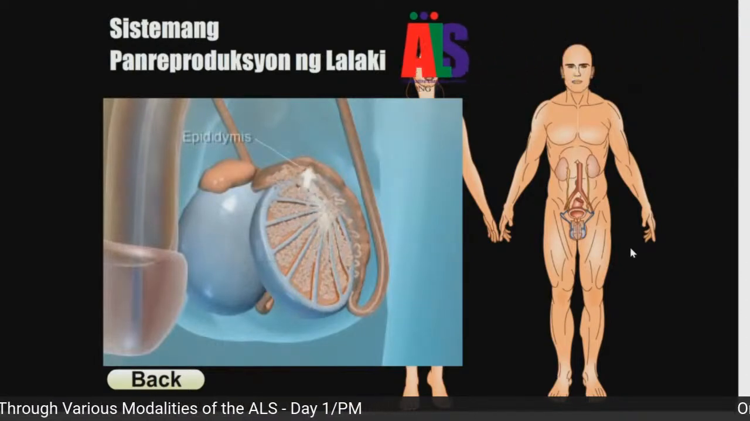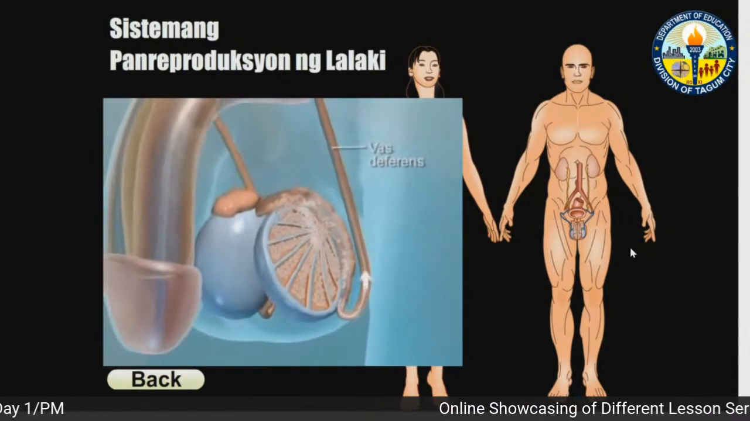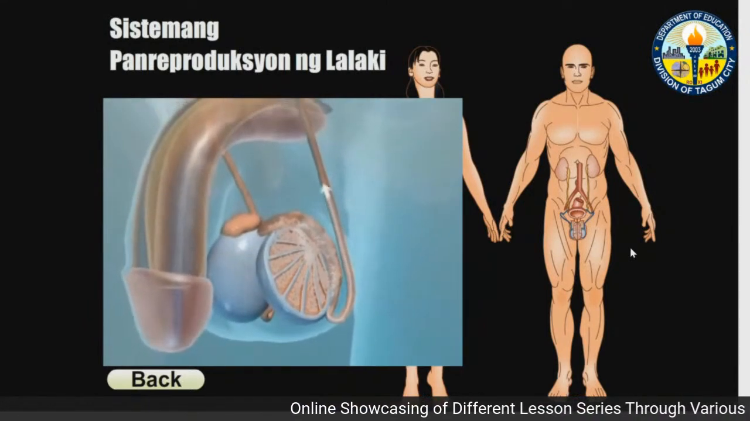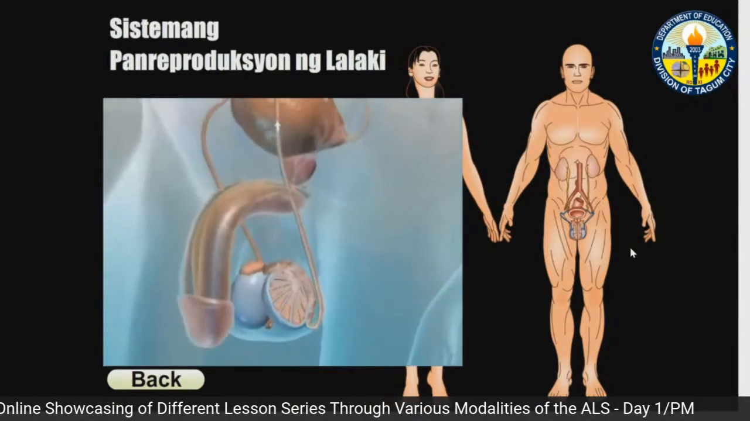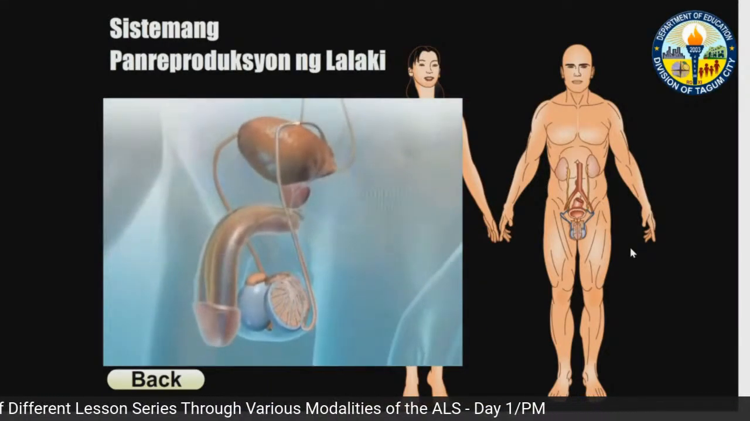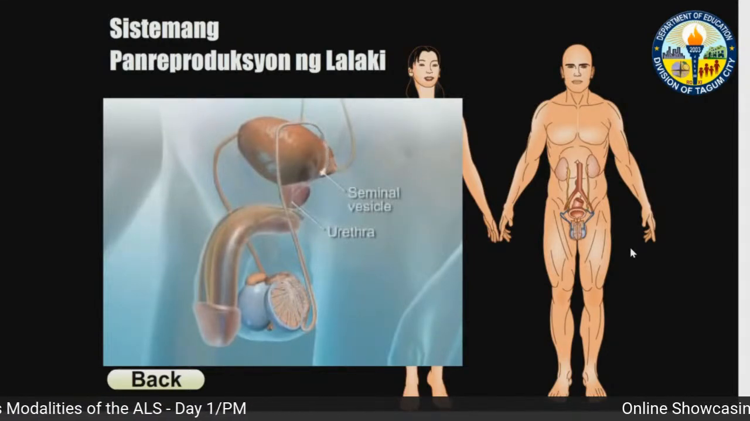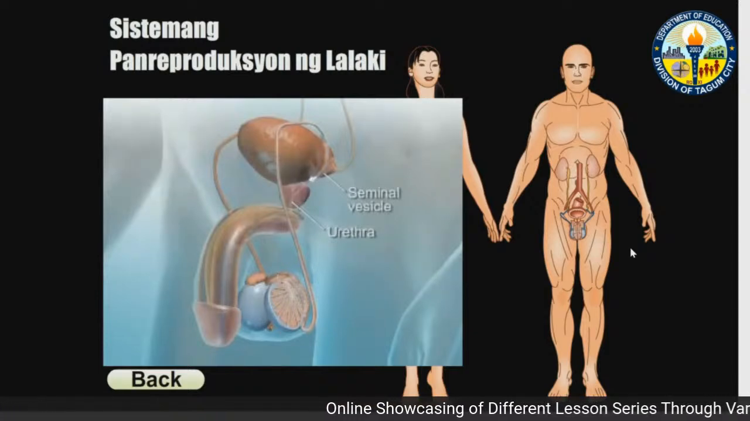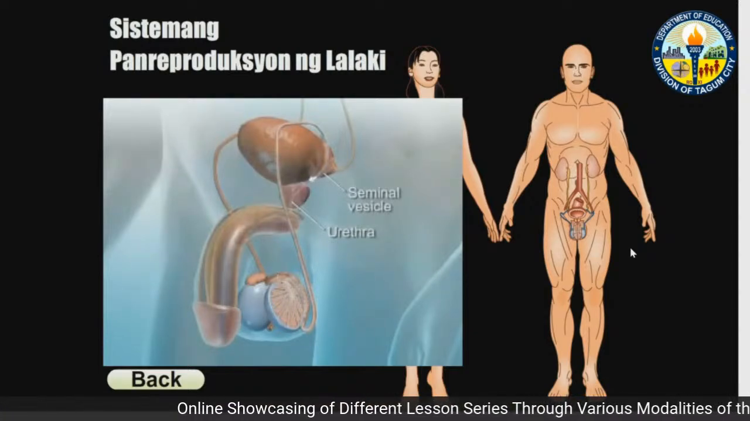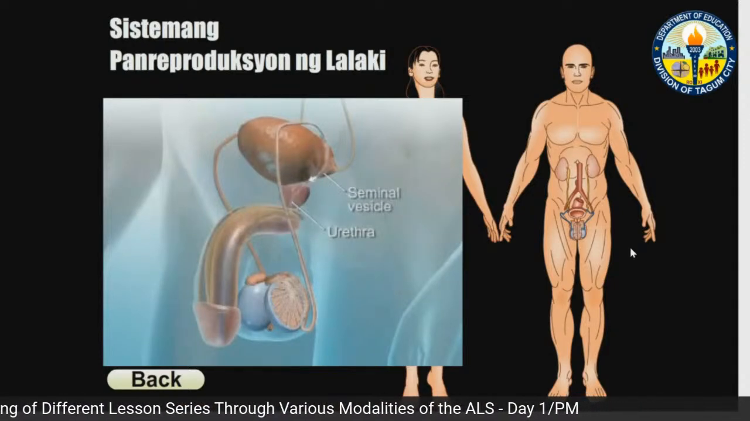Lumalabas ang sperm cells sa mga tubules papuntang epididymis at dadaloy sa vas deferens. Dinadala ng vas deferens ang sperm cell pataas sa pamamagitan ng ejaculatory duct papunta sa seminal vesicles. Ang seminal vesicle na malapit sa ilalim ng ejaculatory duct ay naglalabas ng malapot na dilaw na likido upang magsilbing sustansya ng sperm cell. 60% ng seminal fluid ay binubuo ng likidong ito.